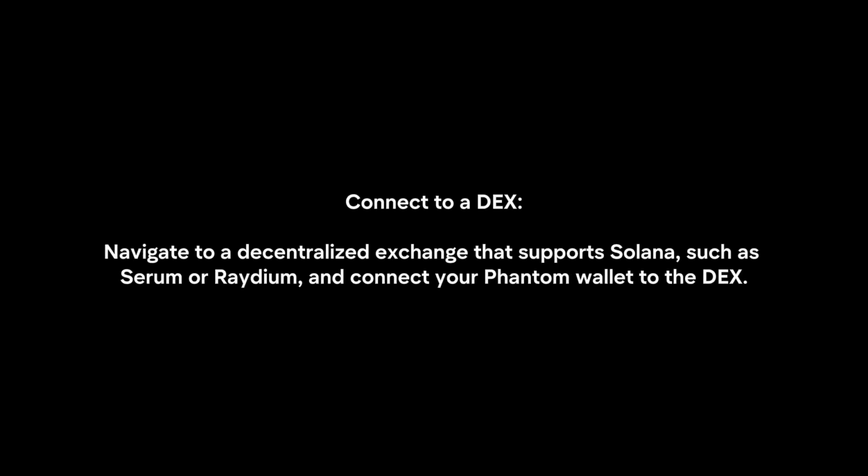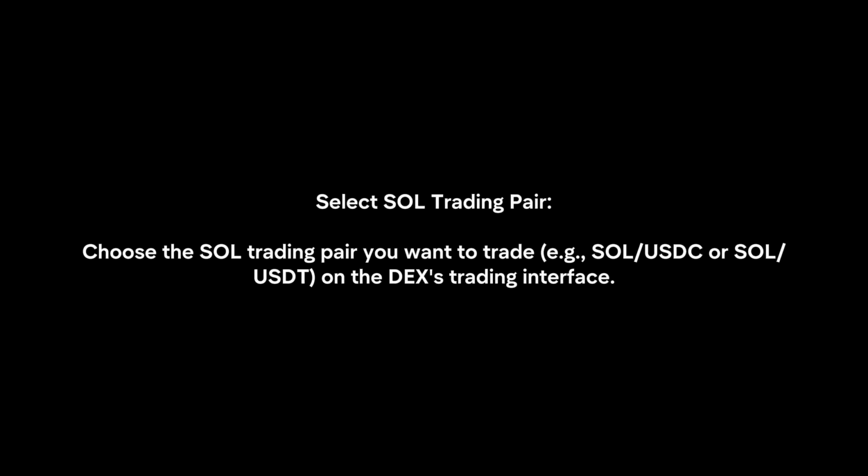Connect to a DEX. Navigate to a decentralized exchange that supports Solana, such as Serum or Raydium, and connect your Phantom wallet to the DEX. Select SOL trading pair. Choose the SOL trading pair you want to trade on the DEX's trading interface.